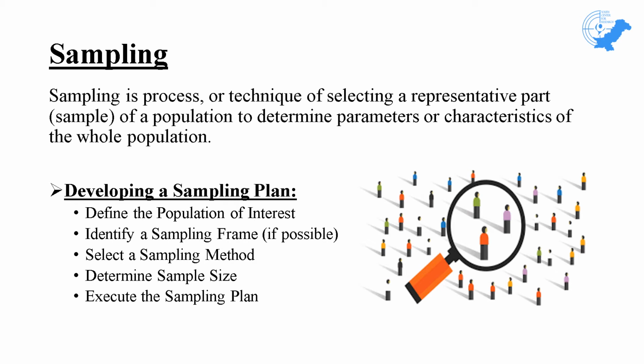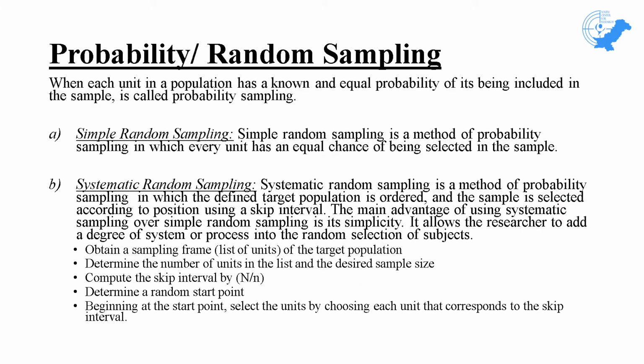sampling plan. There are two types of sampling techniques: random sampling technique, also known as probability sampling, and non-random sampling technique. When each unit in a population has a known and equal probability of being included in the sample, it is known as random sampling. It is further divided into simple random sampling, which is basically a method of probability sampling in which every unit has an equal chance of being selected in a sample.